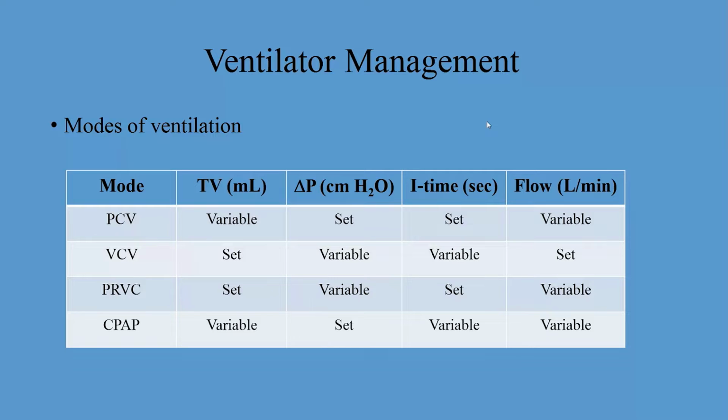For the driving pressure, or the delta P, in pressure control and CPAP plus pressure support, we would set that. But in volume cycled ventilation and PRVC, that driving pressure is going to be variable. The I time, or the inspiratory time, for pressure control and for PRVC, we set it. And in volume cycled and CPAP, it's variable. And then the flow is variable for pressure control, PRVC, and CPAP, but we dial in a flow for volume cycled ventilation. So those are the differences between these modes.